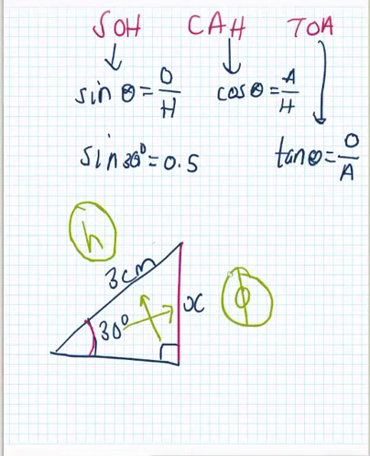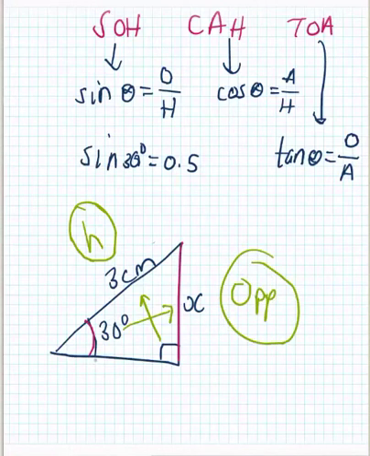I'll do it again. That's the opposite, so O for opposite. Now that means this length here is the adjacent. I'm not going to label the adjacent side because I don't need it. I'm focusing on O and H.